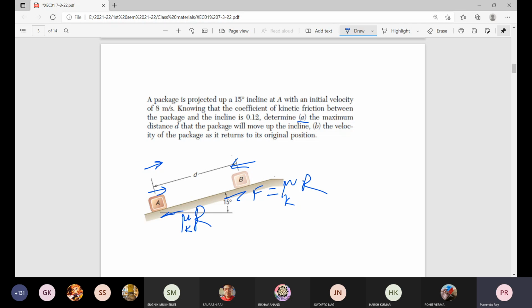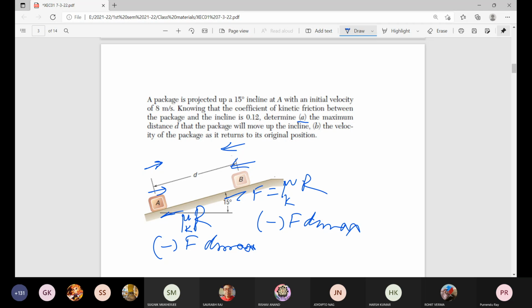And for the second case, when it is coming down, in that case also, work done by the friction force, its displacement is opposite to the friction force, like the previous one. Here also it is minus F multiplied by d max. And for this case also, minus F multiplied by d max.